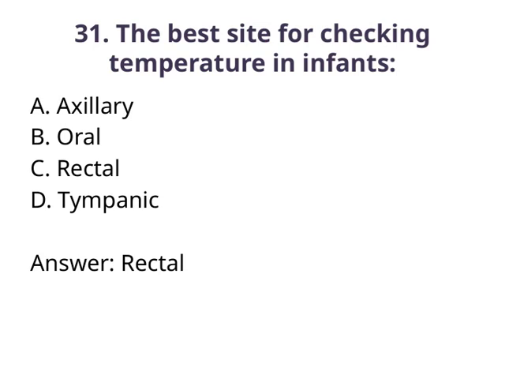When it comes to checking temperature in infants, choosing the right site is really important for accuracy and comfort. The options we have are axillary, oral, rectal, and tympanic. Out of these, the rectal route is generally considered the best site for infants. This is because it provides the most accurate reflection of the core body temperature, which is crucial when assessing an infant's health. While axillary and tympanic methods can be used, they might be less reliable in very young children.